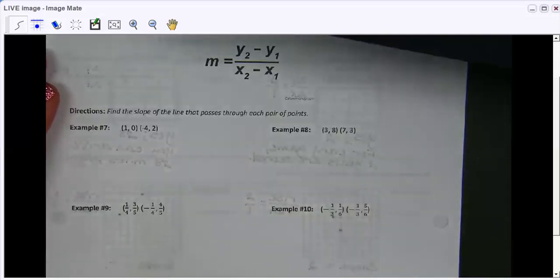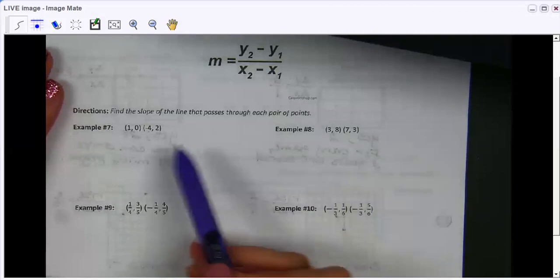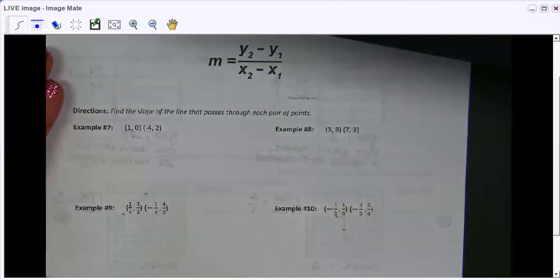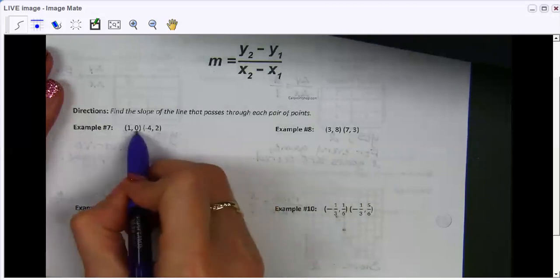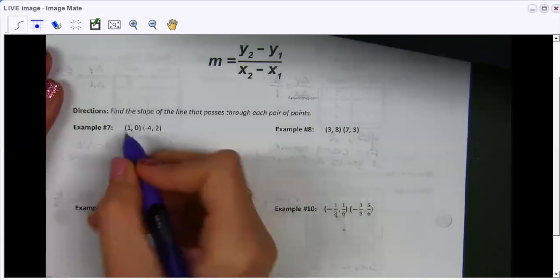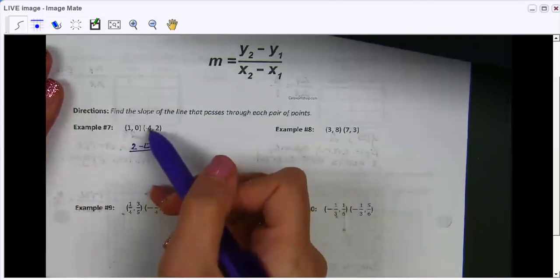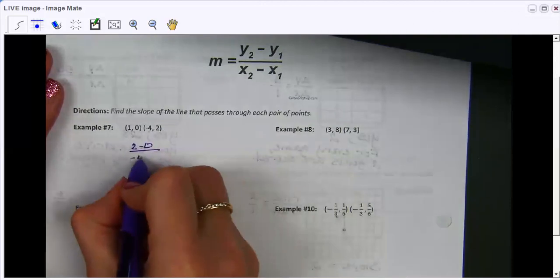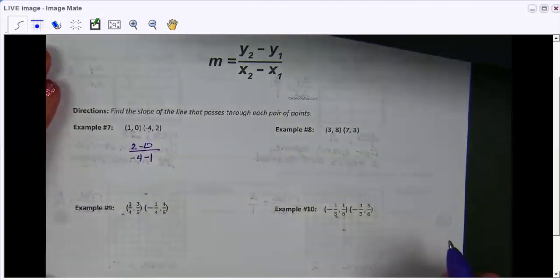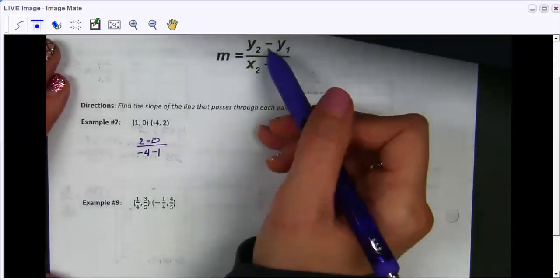Sometimes I do if my numbers are different, like fractions. So if you can do it in your head, you can see that 2 is Y2 and 0 is Y1. So you would just set it up as 2 minus 0. And then -4 is your X2 and 1 is your X1. So it would be -4 minus 1. No minus, because you're subtracting.